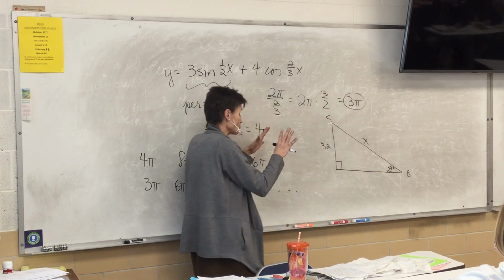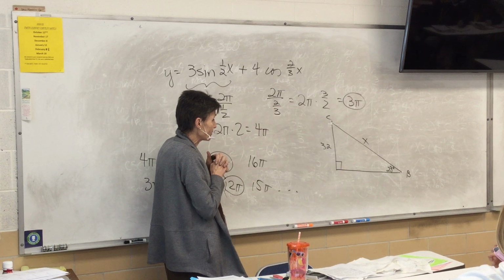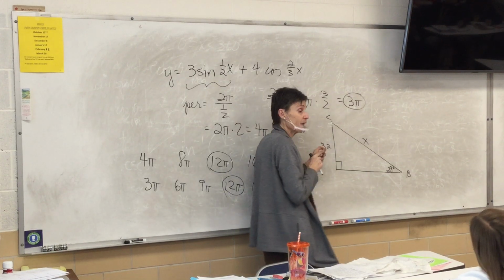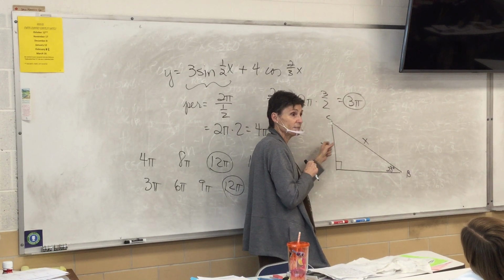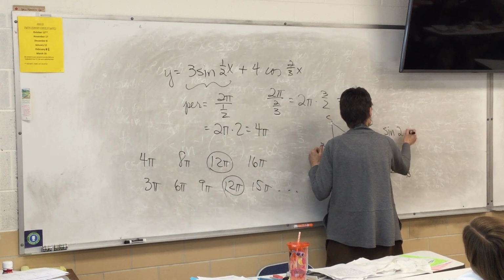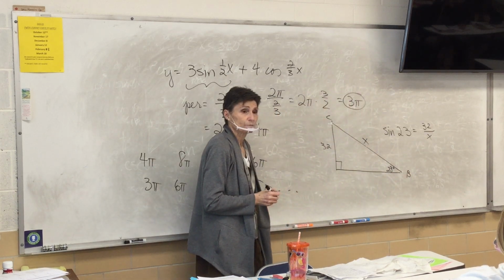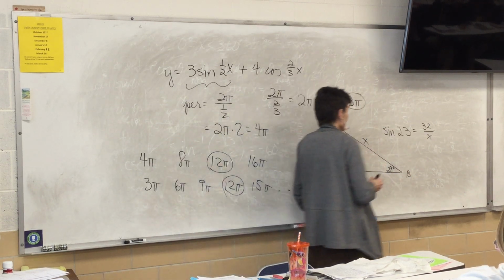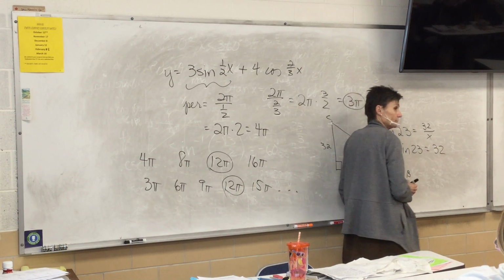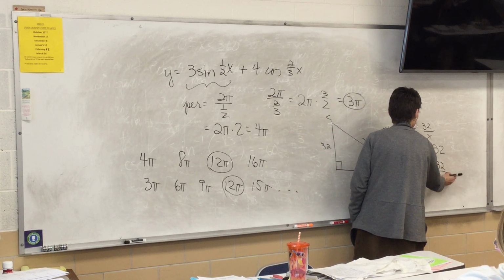So, got my picture set up. Now I need an equation. Sine, cosine, or tangent always. Sine, and we know it's sine because this is opposite and this is hypotenuse. So sine 23 equals 32 over x, right? So x sine 23 equals 32, and x equals 32 over sine 23.